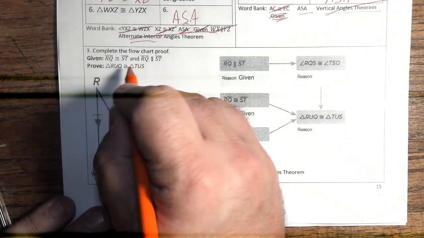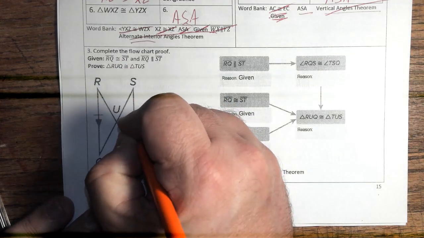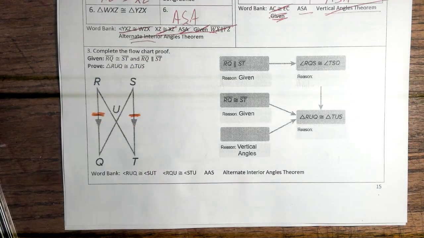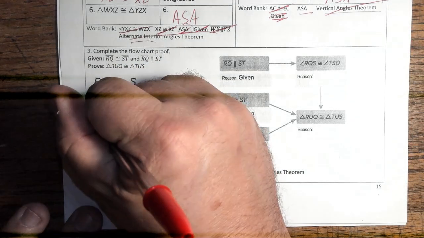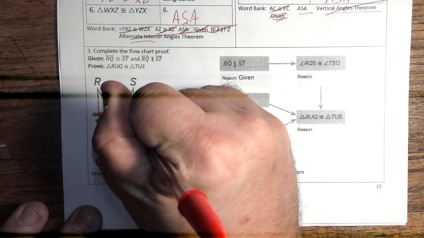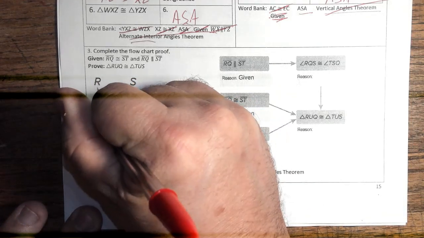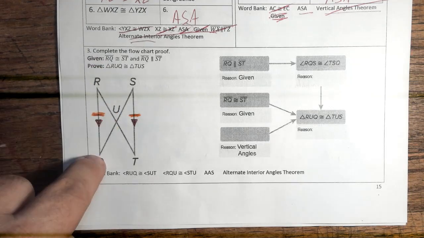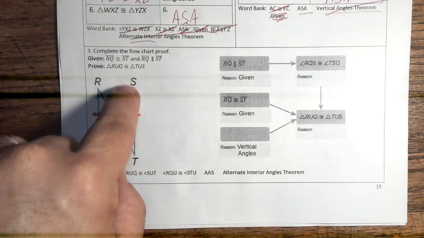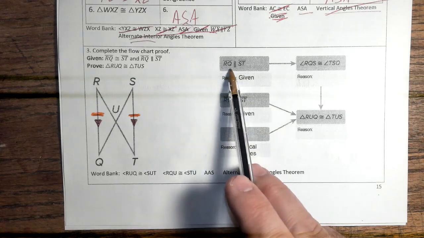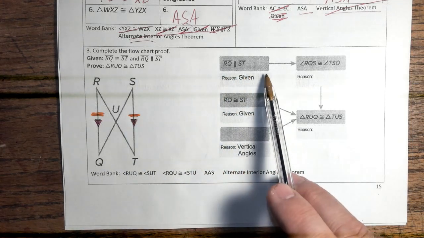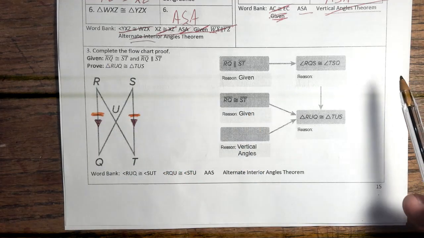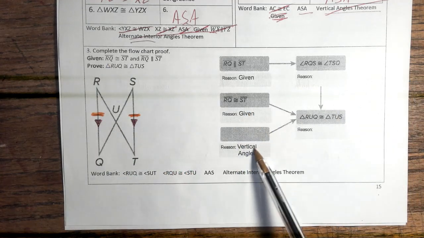Our given is RQ is congruent to ST, and that RQ is parallel. There's your arrows I mentioned earlier. All right, they want us to prove that triangle RUQ is congruent to triangle TUS. So first one was given, that was that they were parallel. Second one was given, that they were congruent. So number 3 down here says vertical angles.